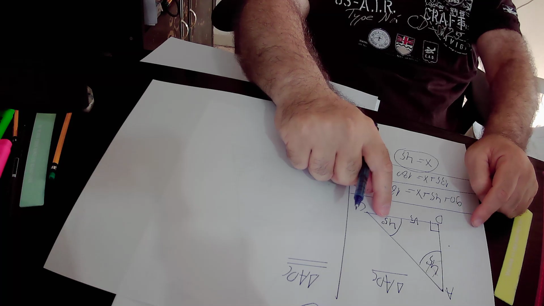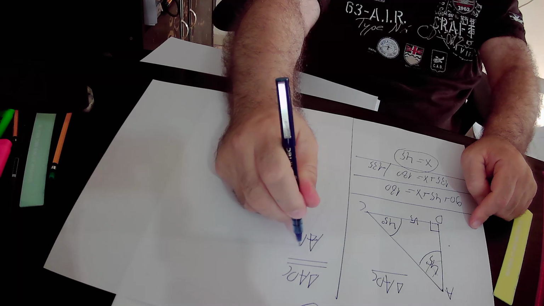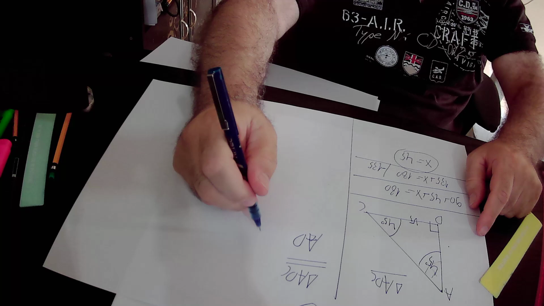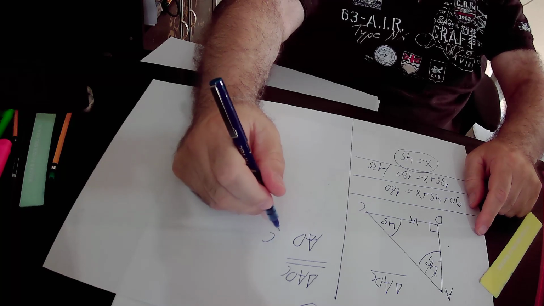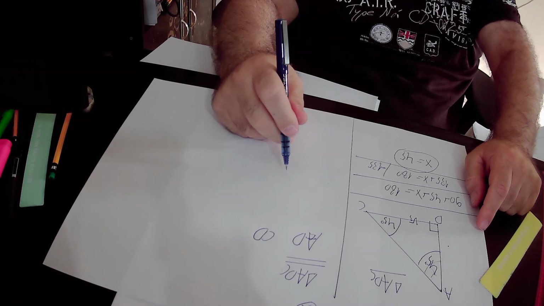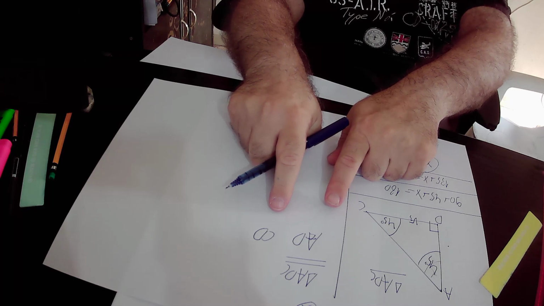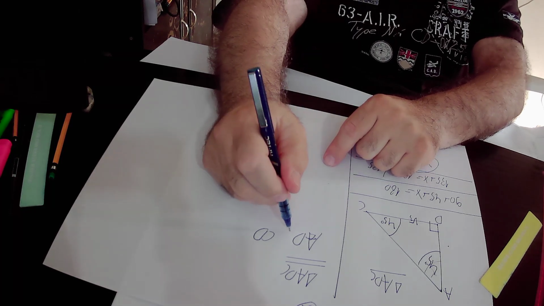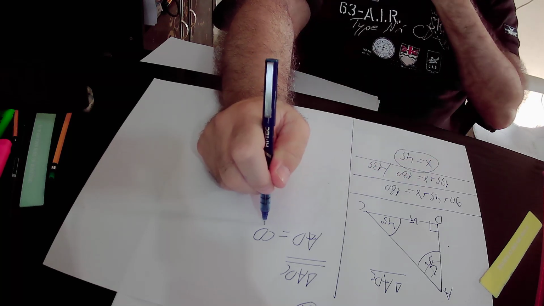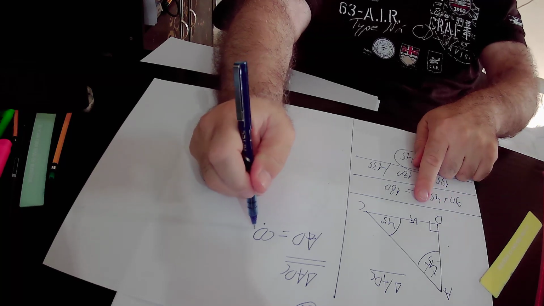So in front of this angle we have side AD, and in front of this angle we have side DC. According to the rule that I mentioned, those two sides that are located in front of equal angles must be equal to each other. So AD equals CD, but we have already found out that CD equals square root of 3 units.